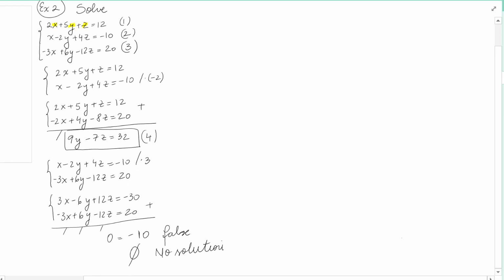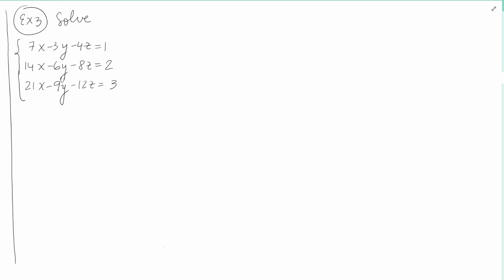There are no three numbers that when replaced in the first equation, second, and third, give us true each time. And now let's solve one more system of 3 by 3 equations. So we have equation 1, equation 2, and equation 3. Now I'm going to copy equation 1 and 2.